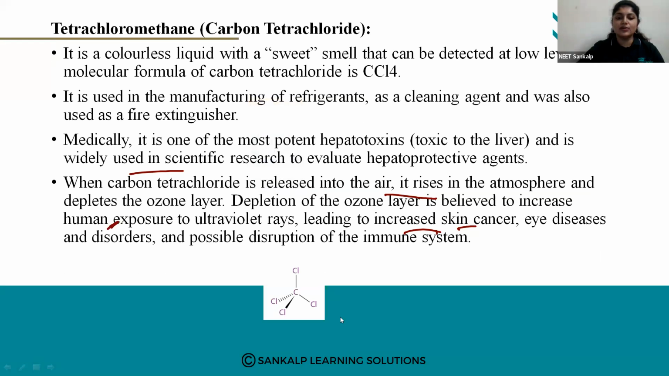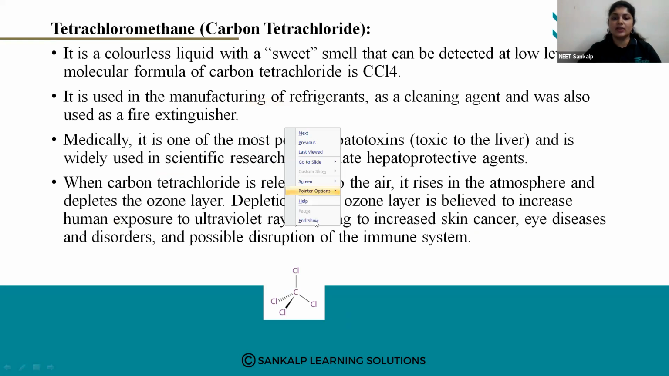Then next is tetrachloromethane. In tetrachloromethane, all the 4 hydrogen atoms are replaced by chlorine. It is a colorless liquid with a sweet smell that can be detected at low levels. The molecular formula of carbon tetrachloride is CCl4. It is used in the manufacturing of refrigerants, as a cleaning agent, and was also used in fire extinguishers.